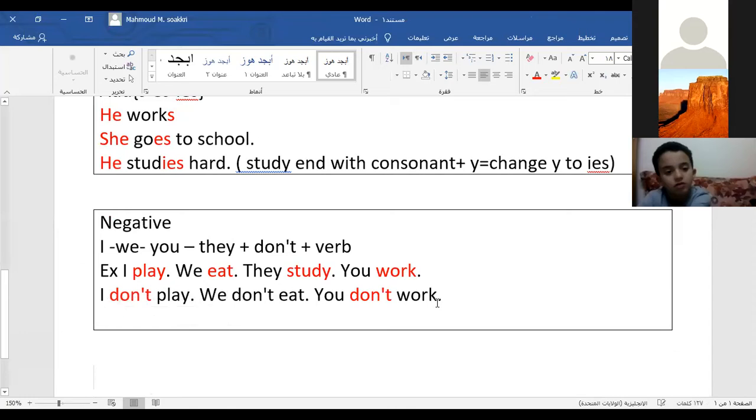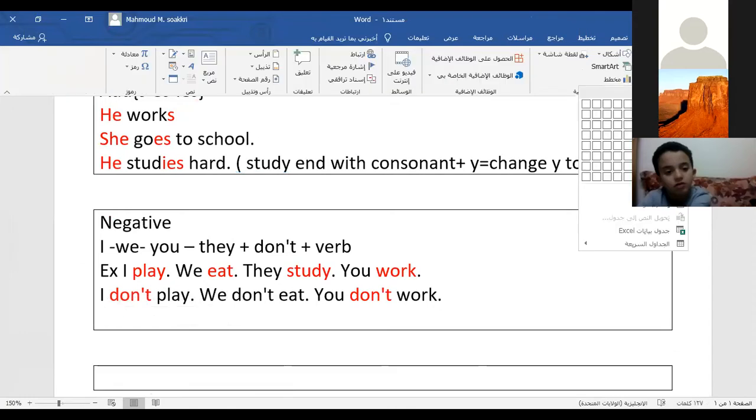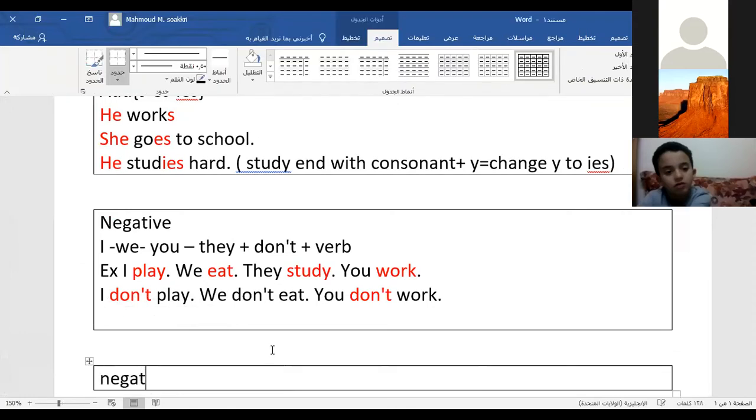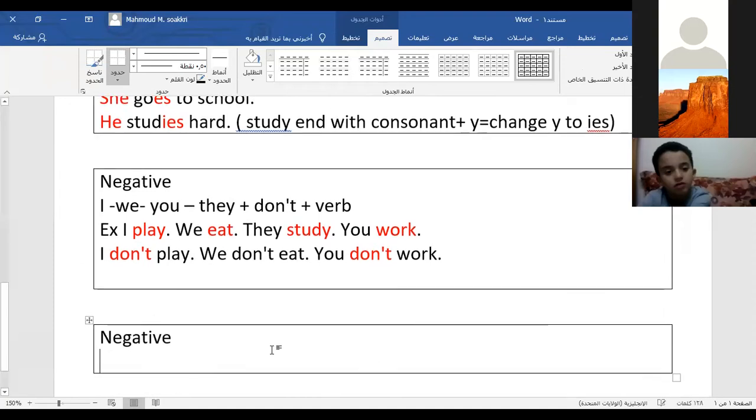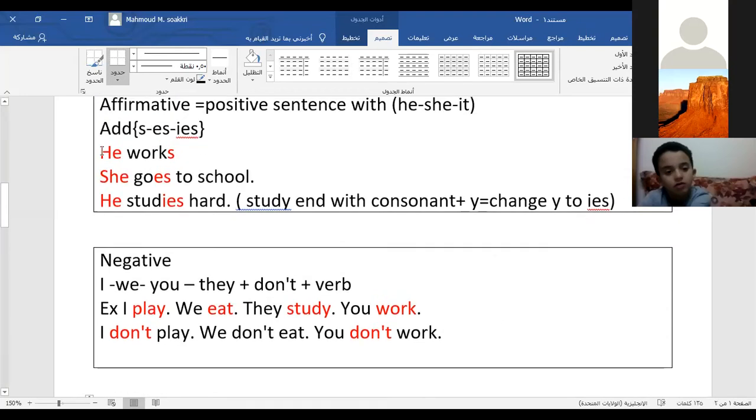Now let's move to negative with he, she, or it. Use doesn't plus verb. And don't forget cut s or es or ies. Let's take examples.